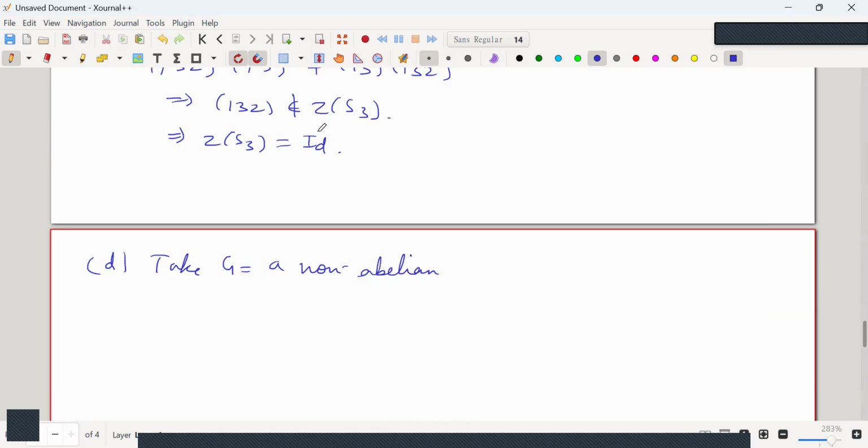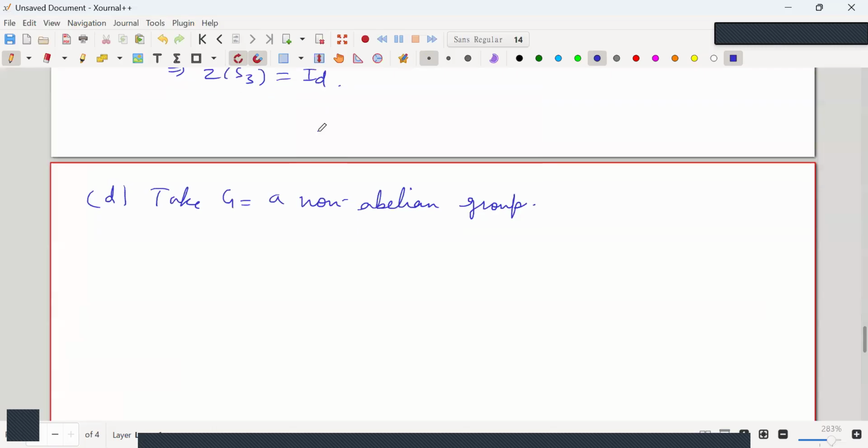Non-trivial. So trivial is by definition abelian, right? So just a non-abelian group is fine, right? The trivial group is abelian, right? Yes, sir. Then the center of G is of course not equal to G, right?